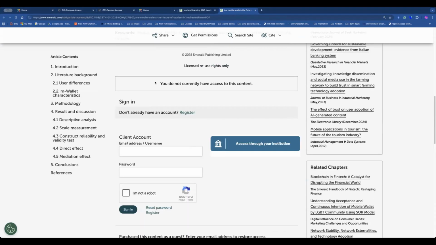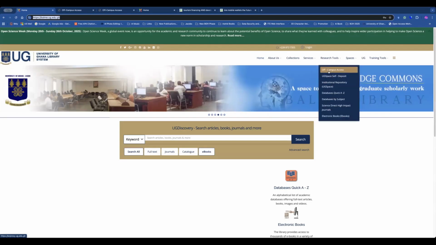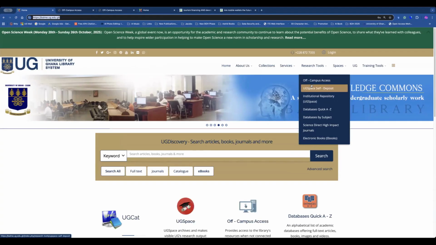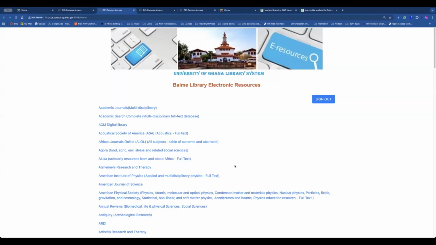Most of the time, we tell students to go to the BAM library and to research tools, where you see off-campus access. So that if you are off campus, or you're on campus but not using the university network, you can still download and get it. Then you register here. When you register, it asks for certain information about you, then you fill it in. Usually after 48 hours, it becomes available for you to use. Then you log in and put in your details.